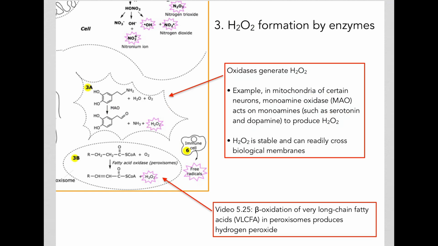Another example of this H2O2 formation we saw in video 5.25, where we discussed the beta oxidation of very long chain fatty acids, VLCFA, that happens in peroxisomes, and these enzymes produce hydrogen peroxide. So that's another very dangerous chemical that can eventually lead to formation of free radicals.